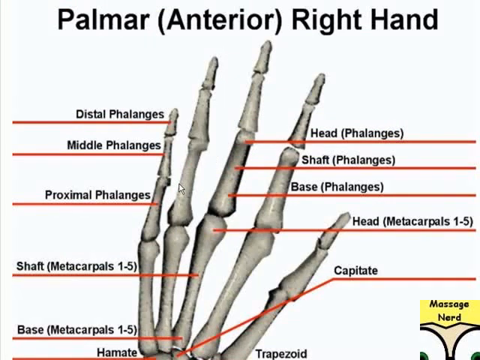Palmar, anterior right hand. First one, distal phalanges. All these. Middle phalanges. All these. And proximal phalanges. These. Shaft of the metacarpals, 1 through 5, or the center region. The head of the phalanges, right here.